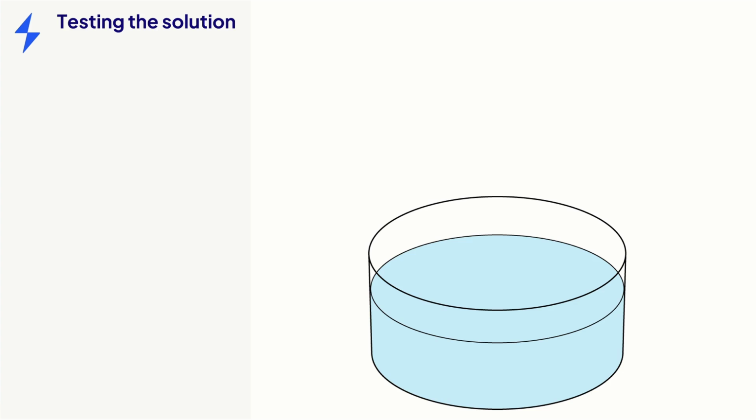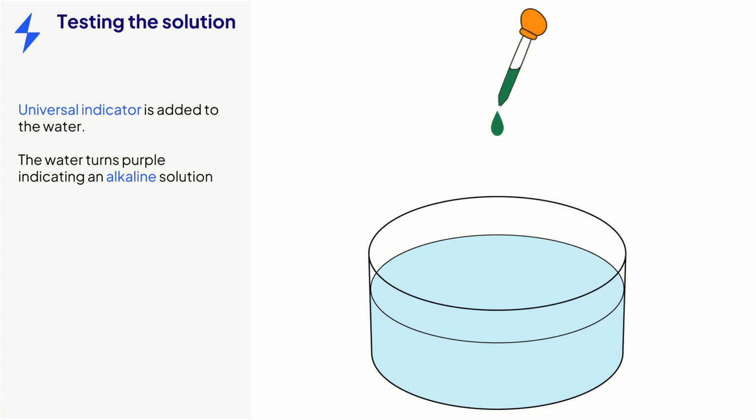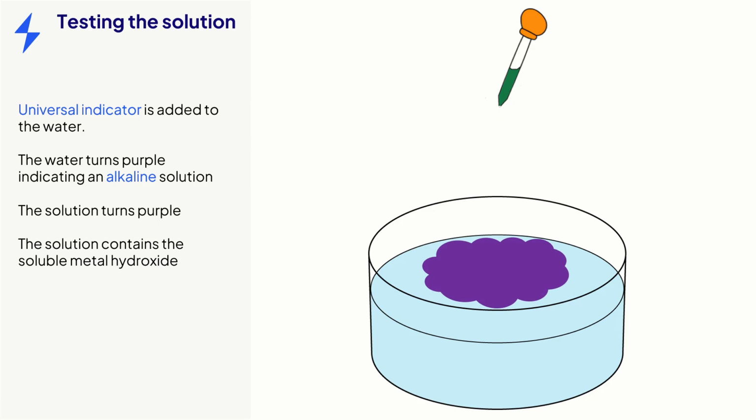Universal indicator is added to the glass trough after the reaction. This shows us that the soluble Group 1 metal hydroxide has a pH above 7 and is therefore alkaline. As the Group 1 hydroxides are soluble, the state symbol required in the symbol equation is aq.